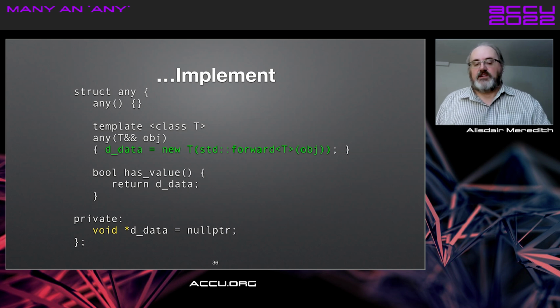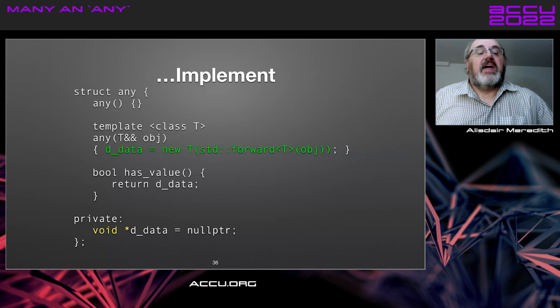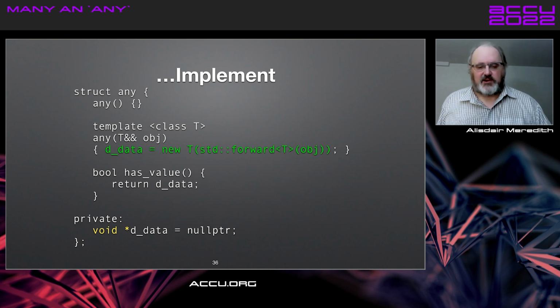So we have a void star data member that can then, when I have an object, I will allocate that object onto the heap with new, and that now serves to make sure that I'm now storing my object as opposed to just saying, you gave me an object and I threw it away. So we moved it a little bit ahead.